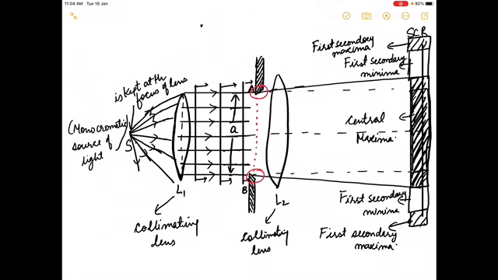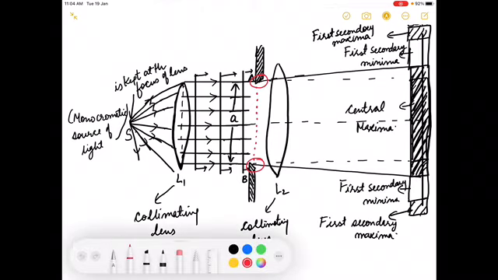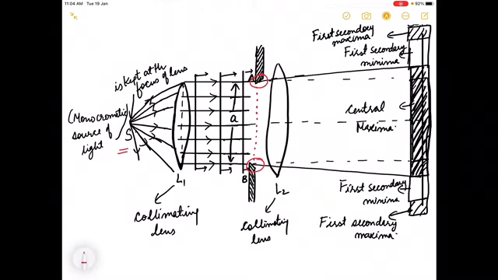Basically we can write it over here: S is a monochromatic source kept at the focus of this collimating lens L1. What will happen? The emergent beam will become parallel to the principal axis, and hence plane wavefront AB is incident on the slit. Here is the slit. After that, what is going to happen?